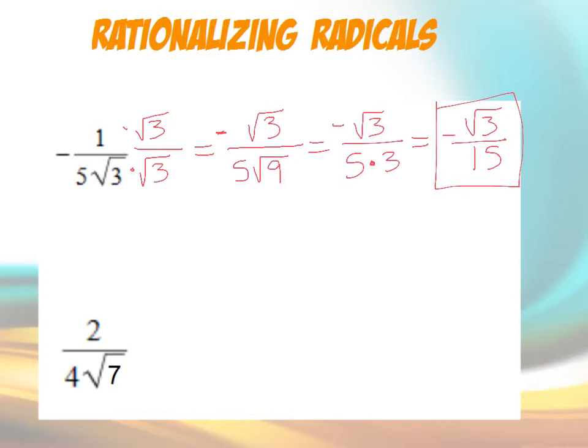Let's try one more. You're always looking. Okay, let's go through those steps that you have on that previous slide. First step, always look to reduce. You have a 2/4. These are both outside of the radical. They can reduce. It becomes 1/2. 2 over 4 reduces to 1/2. The root 7 is still there. It has nothing to reduce with.